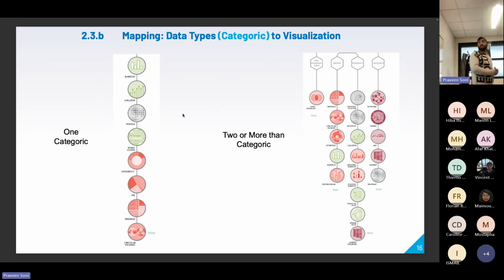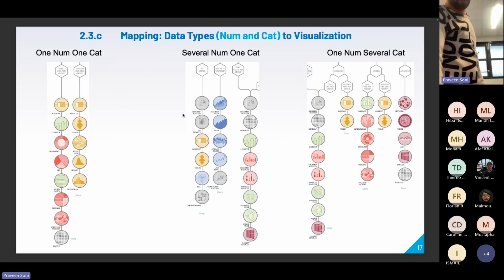Same here, it comes from the category. When there is only one category, what types of visualization are possible? When there is more than one category, two or more, what are the differences? So you can see it very clearly. Try to follow on the website. Same here for the mapping: when one numeric and one category, several numeric and one category, and one numeric and several category, how different types of graphs can be possible. If you see in detail, no graph is remaining, all are covered by them.